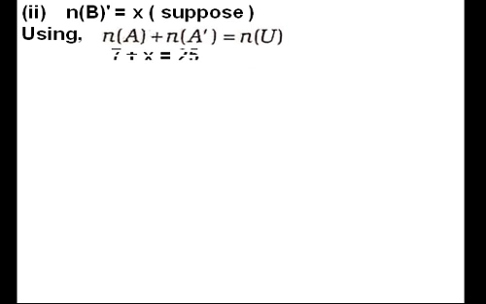The second part of the same question, we have to find the cardinal number of B complement. The cardinal number of the complement of B we have to find. So we have assumed it to be X again. Using the same property one more time, we are going to substitute the values, and this time the value of X comes equal to 18.